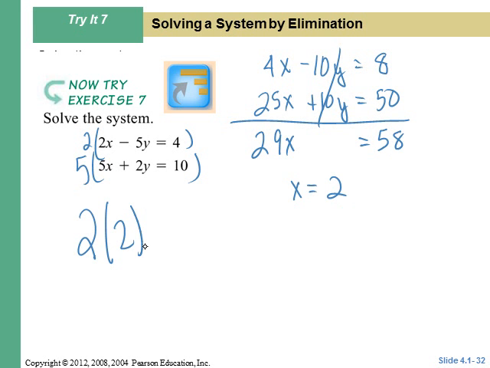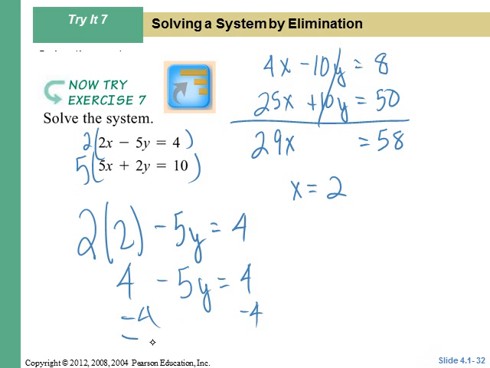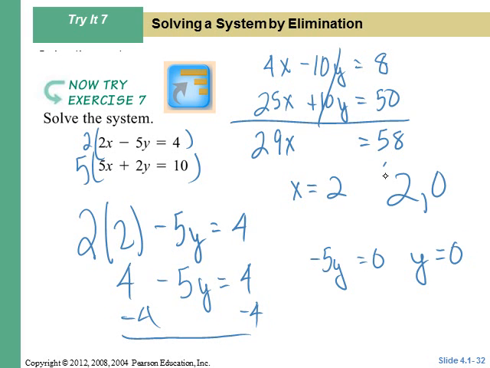2 times 2 minus 5y equals 4. 2 times 2 is 4. 4 minus 5y is 4. I'm going to subtract 4 from both sides. I get negative 5y is 0, so y is 0. So my solution is (2, 0).